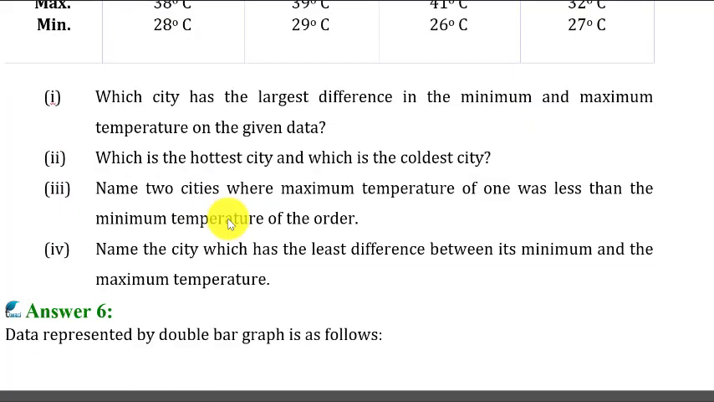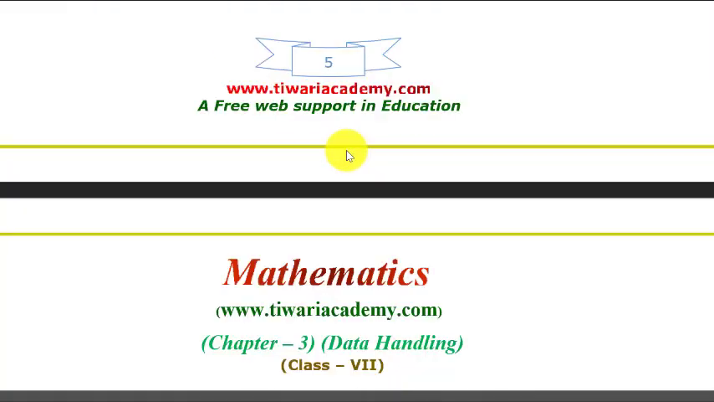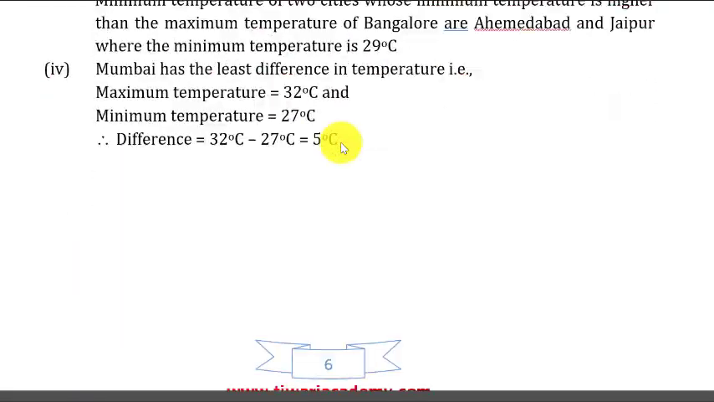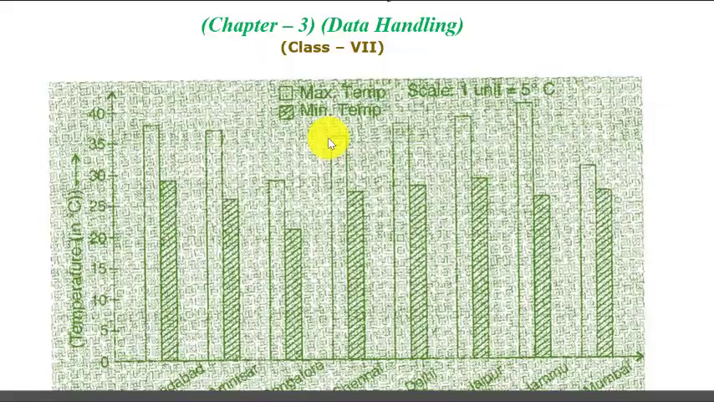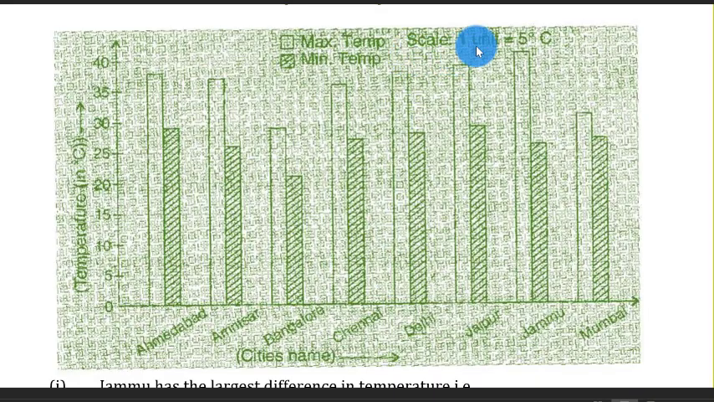So there are 4 questions in the given. Which city has the largest difference between the minimum and maximum? So with the help of that we have to draw a graph and then write the answer. From the given data we can take the maximum temperature as empty and the minimum as shaded. Scale: 1 unit equal to 5 degrees Celsius. So if you count 2 lines, that will be equal to 1 degree Celsius.